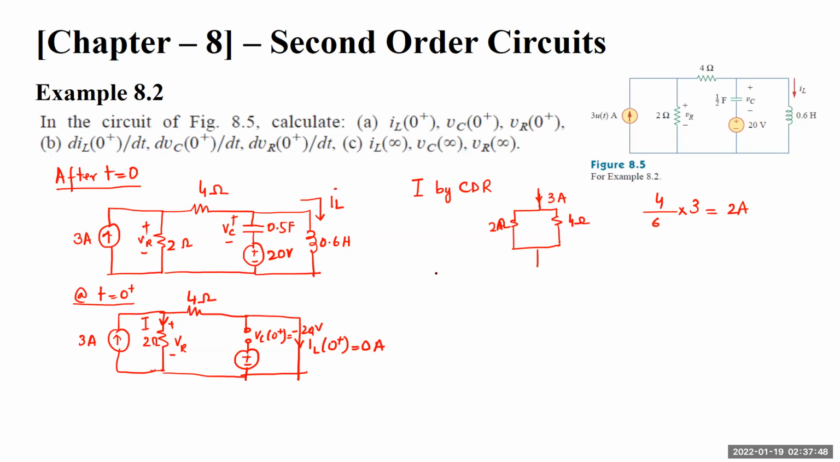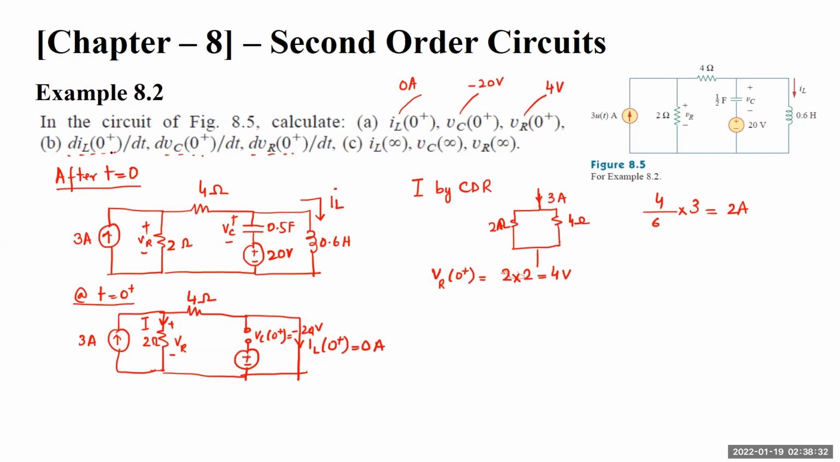So VR(0⁺) is equivalent to 2 ohms multiplied by 2 amperes, so it is 4 volts. VR(0⁺) will be equivalent to 4 volts, right? Okay, so my first part is complete. My IL(0⁺) is 0 amperes, VC(0⁺) is minus 20 volts, and VR is 4 volts. Now let's calculate these three terms.